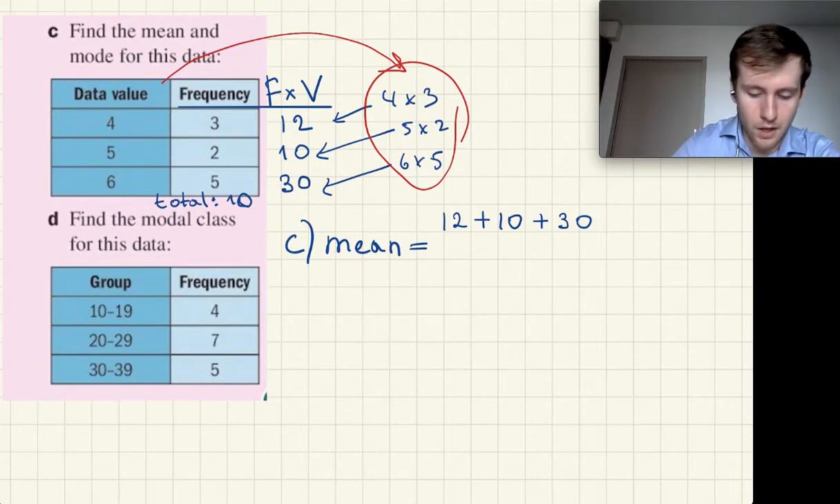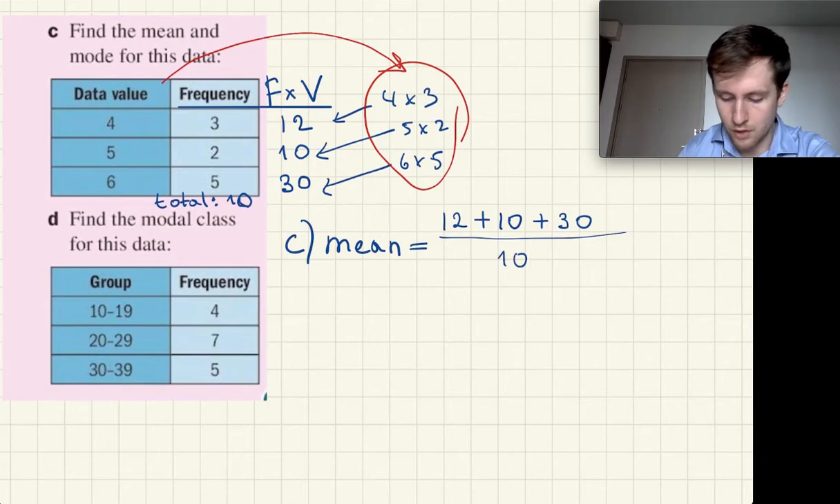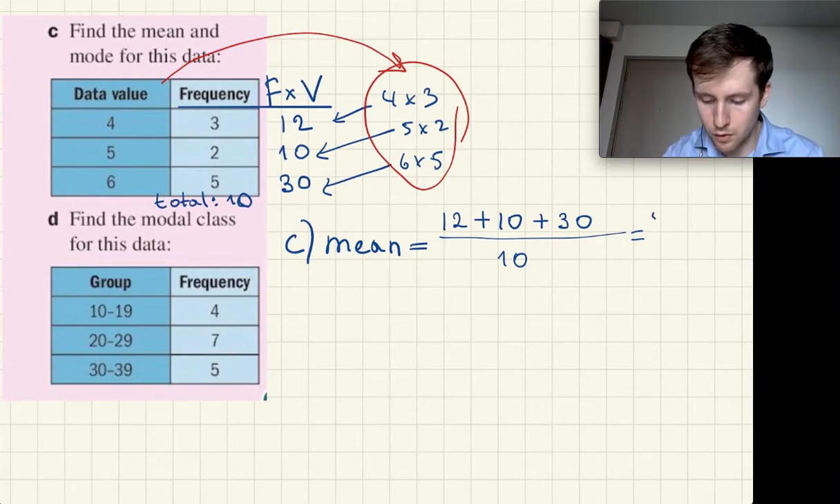And then we divide it by the total of our frequency, which is 10. And here the result is going to be 12 plus 10 is 22, plus 30 is 52. So 52 divided by 10 is equal to 5.2.